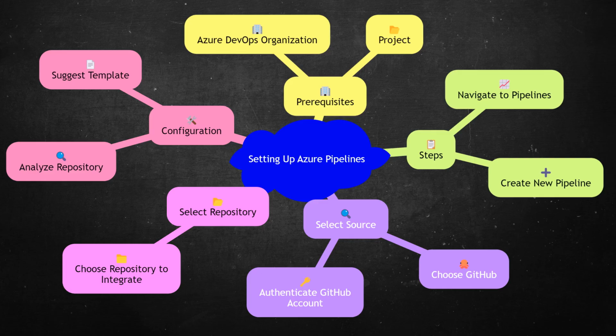To set up Azure Pipelines, you need an Azure DevOps organization and a project. Navigate to the Pipelines section and create a new pipeline. You will be prompted to select a source where your code is stored. Choose GitHub and authenticate your GitHub account. Once authenticated, you can select the repository you want to integrate with Azure Pipelines. Azure Pipelines will then analyze your repository and suggest a template for your pipeline configuration.